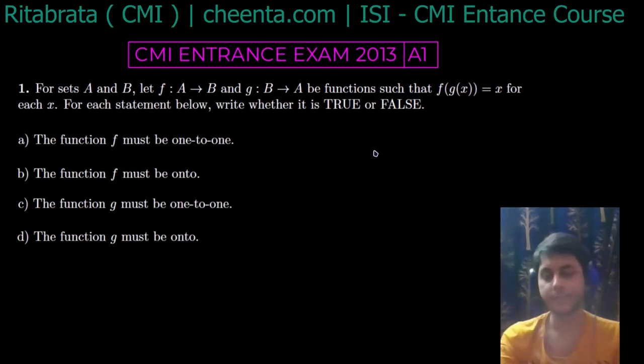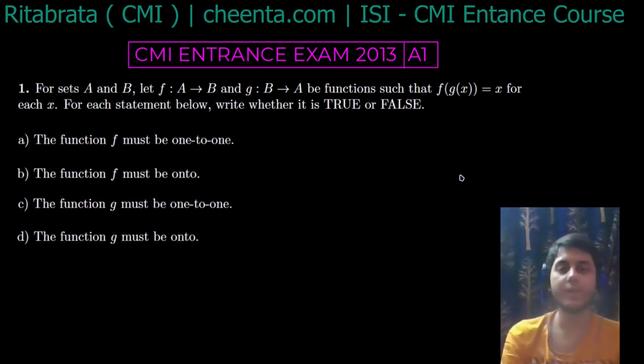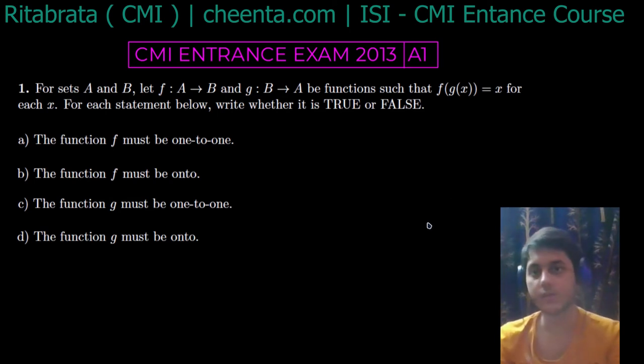So now let's begin. So I have two sets A and B, and f from A to B and g from B to A are two functions such that f of g is the identity function, like f of g of x equal to x for all x. I have to check whether f must be 1-1 or onto or not, whether g is 1-1 or onto or not, like which of the statements must hold. So let's begin.